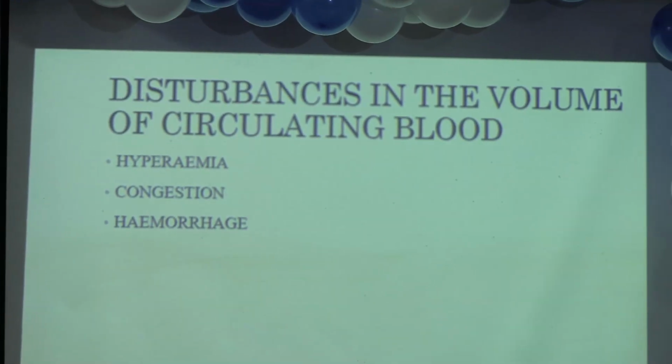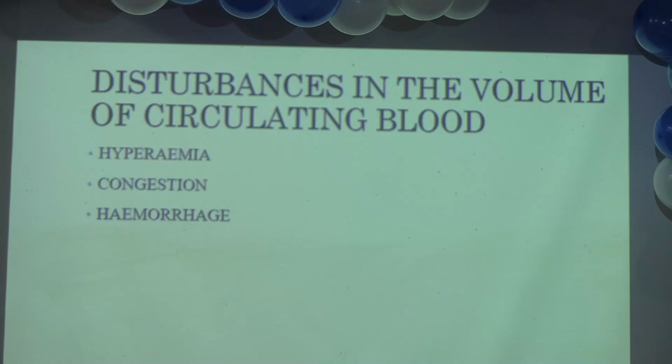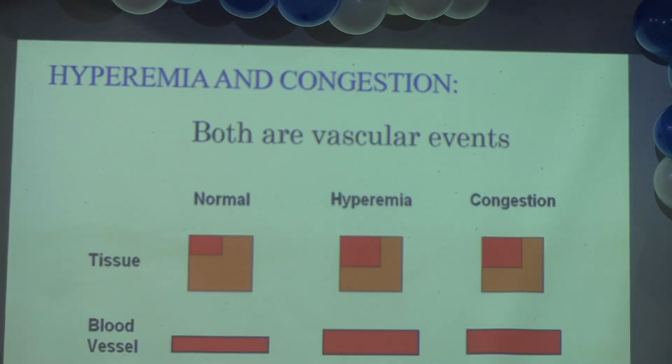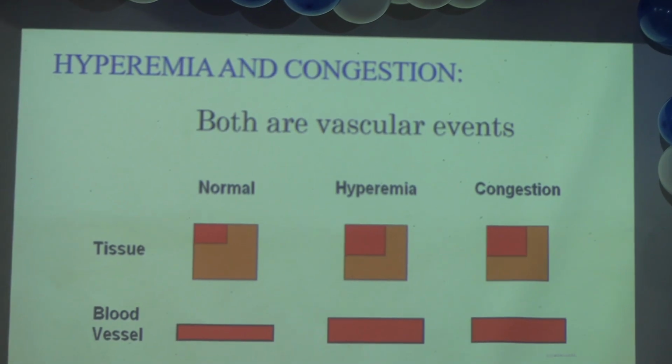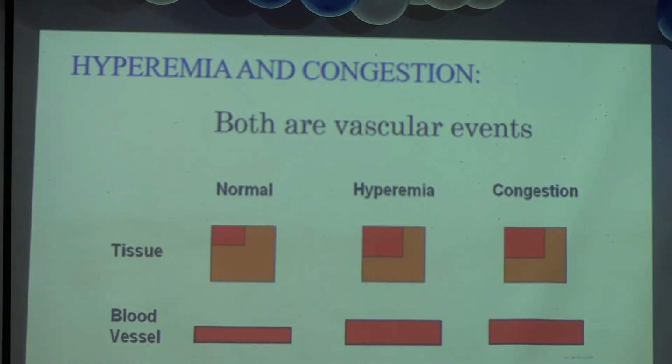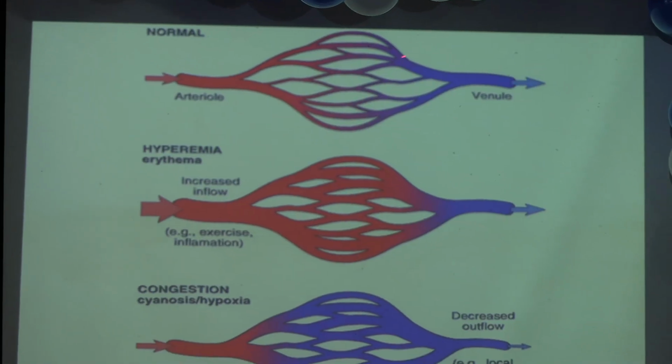So any disturbance in that will lead to conditions like hyperemia, congestion, and hemorrhage. First we'll know about the hyperemia and congestion. These are both vascular events, that is, they affect the blood vessels. If we consider this is a normal tissue and this is a portion of the tissue demonstrating the amount of blood flow through it, then both in hyperemia and congestion, it is going to be increased and the blood vessel will also be dilated. And the blood flowing through the vessel is also going to increase in both the cases. So this diagram you can understand it better.